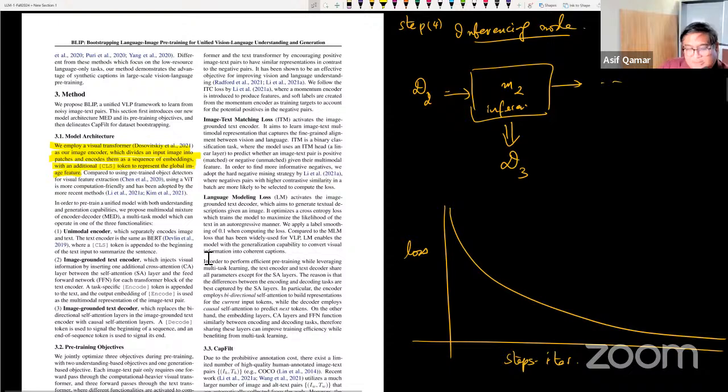Image text matching loss, again, you want the probability of image and text being similar to be high when the ground truth says they are the same. Language model loss activates the image-grounded text decoder, which aims to generate textual descriptions given an image. It optimizes a cross-entropy loss, which trains the model to maximize the likelihood of the text in an auto-regressive manner.